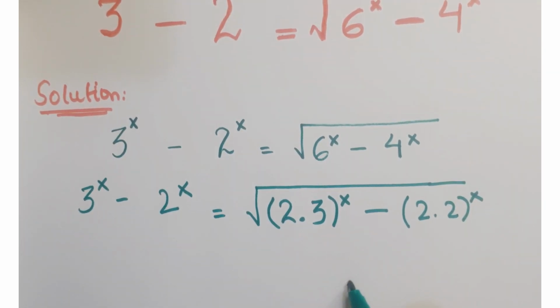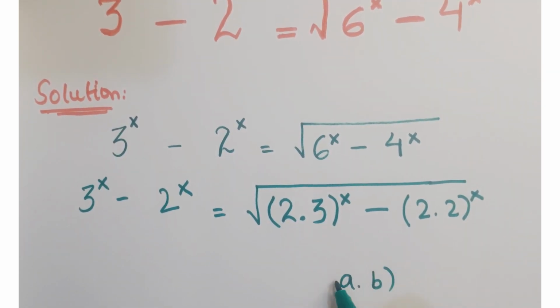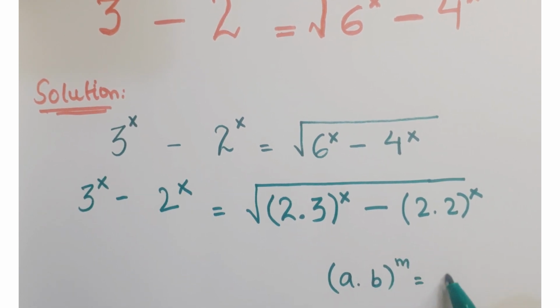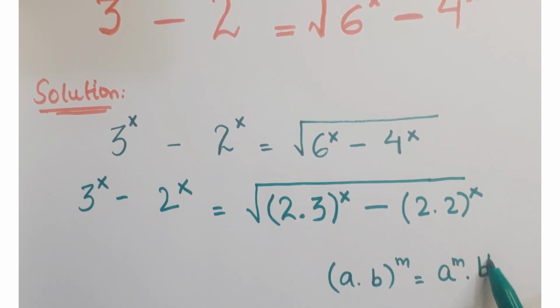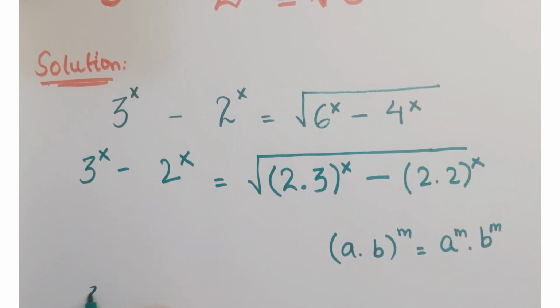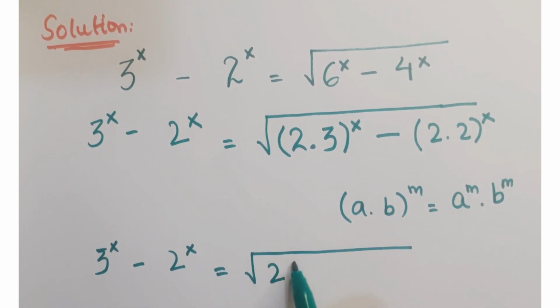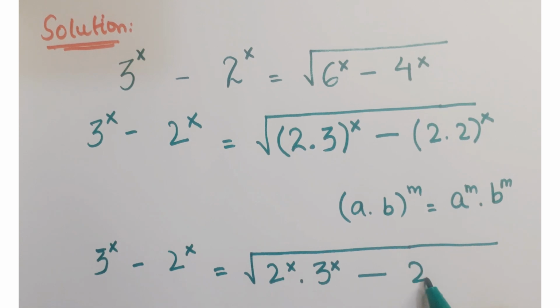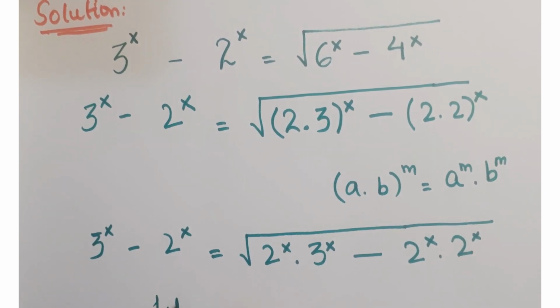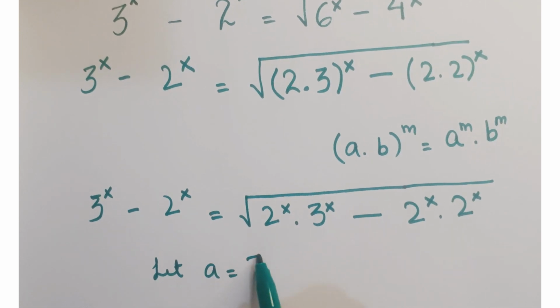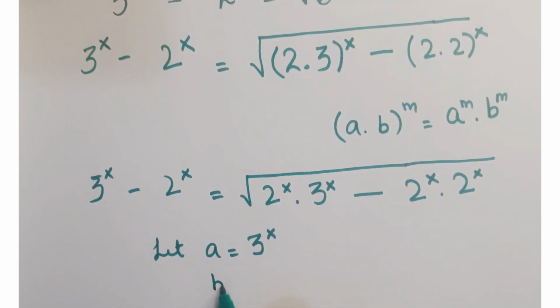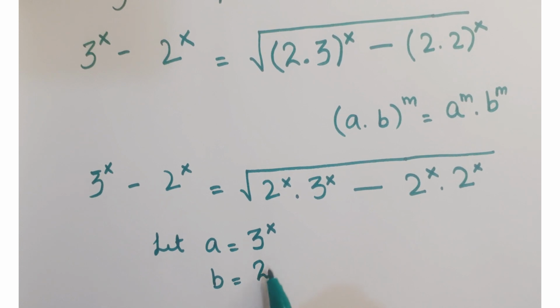Now, as you know that (a into b) whole to the power m can be written as a to the power m into b to the power m. So, we have 3 to the power x minus 2 to the power x is equal to the square root of 2 to the power x into 3 to the power x minus 2 to the power x into 2 to the power x. Now, let's assume that a is equal to 3 to the power x and b is equal to 2 to the power x.